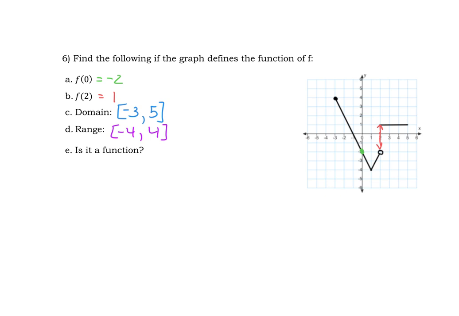Now when I go to determine if it's a function, right here is the only place I've got to really look, but because on the check mark it's an open circle and on the little segment it's closed, that value at 2 is only being used one time, so it holds the definition of a function, so we would say yes.